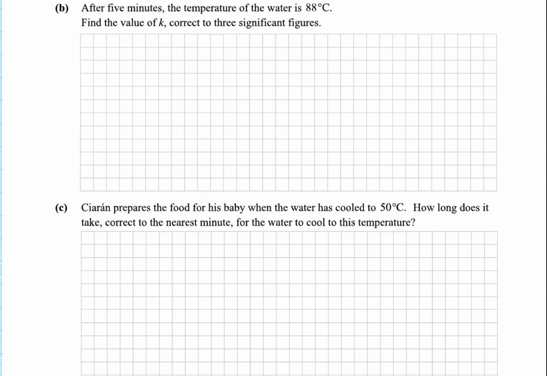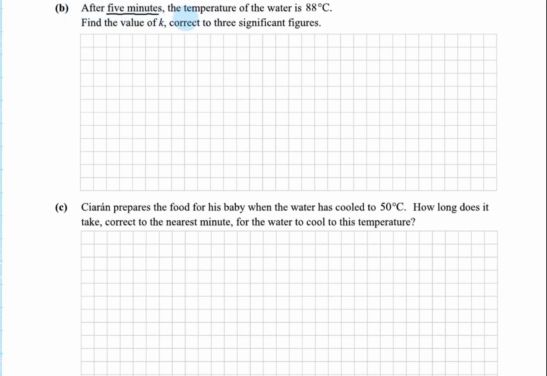So that's something we kind of have to get used to. They're not going to tell us because we're high level maths, we have to kind of figure it out. After 5 minutes, the temperature of the water is 88 degrees Celsius. So we have to find the value of k correct to 3 significant figures.